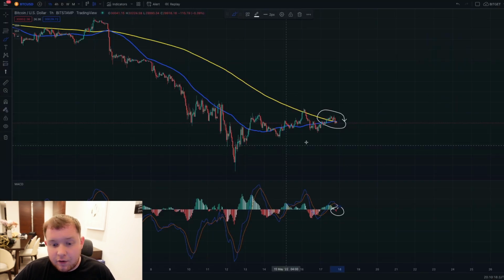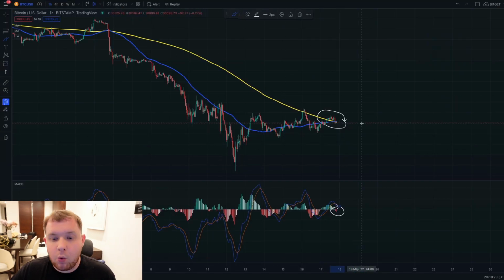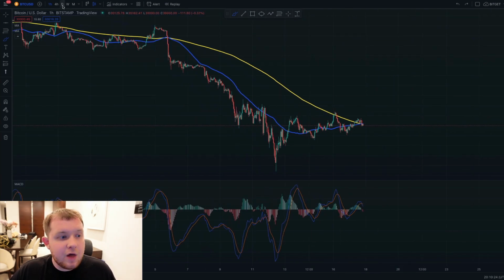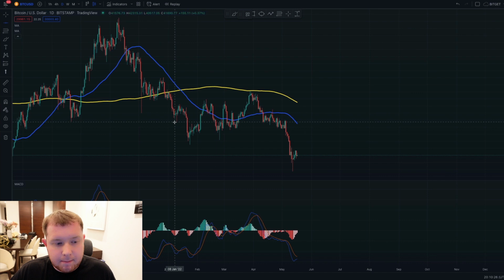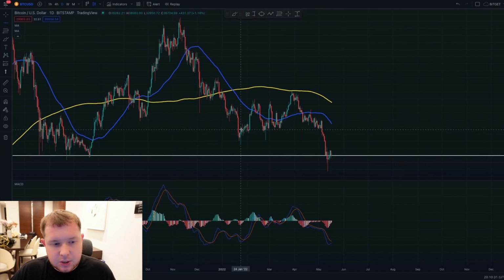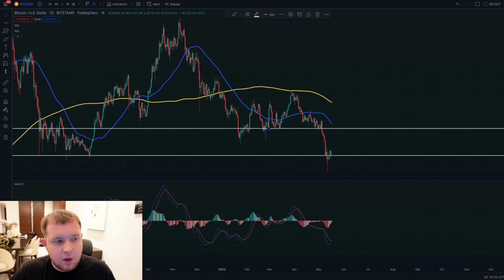Just another little tip if you were worried how or where you can enter or exit. To do that, I would go over to the daily chart and map out some levels of support and resistance. You can see just like this, I would put one there, and I would put some like there, like so.